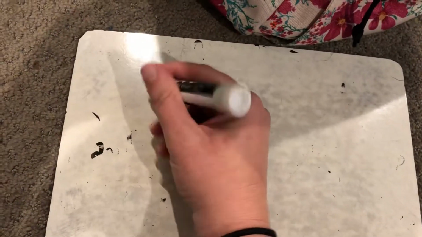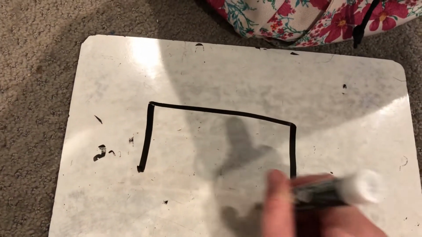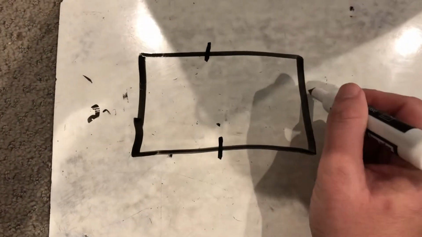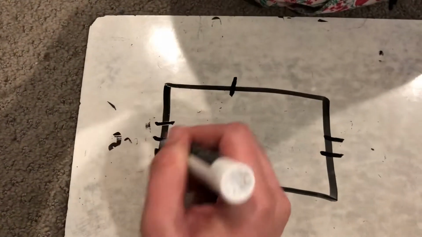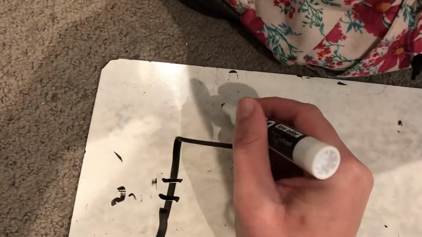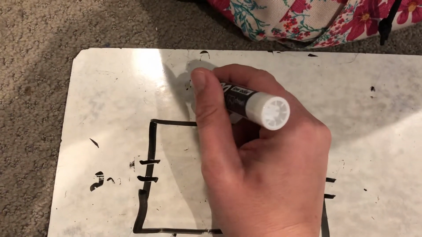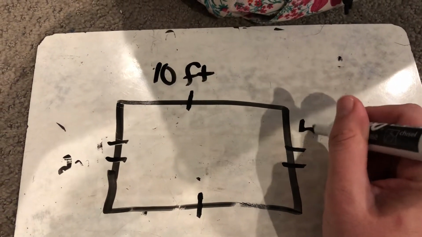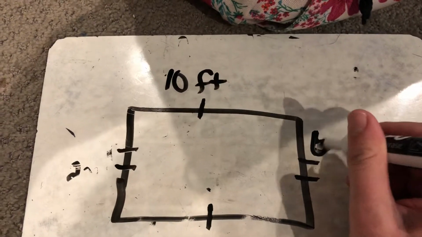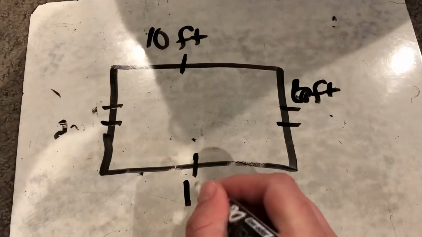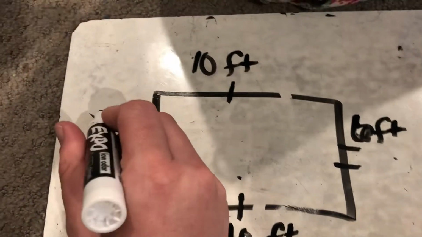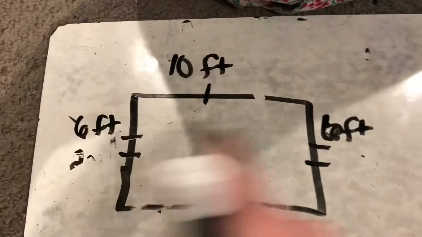All right, we're going to do another one. Okay, let's do another rectangle. So in a rectangle, these 2 sides are the same and these 2 sides are the same. Okay, so I'm going to make this is length, so I'm going to make this 10 feet. This is going to be, let's make it 6 feet. And this is 10 feet. If this is 10 feet, so is this side. Then we have 6 feet. If this side is 6 feet, so is this side.